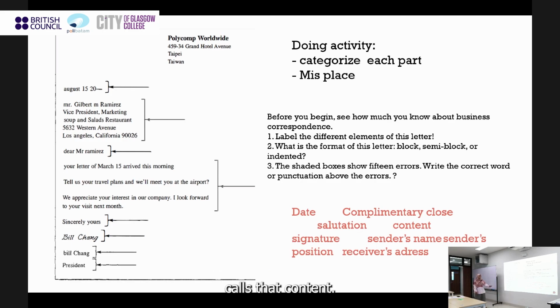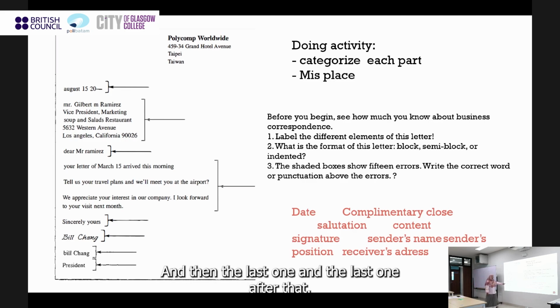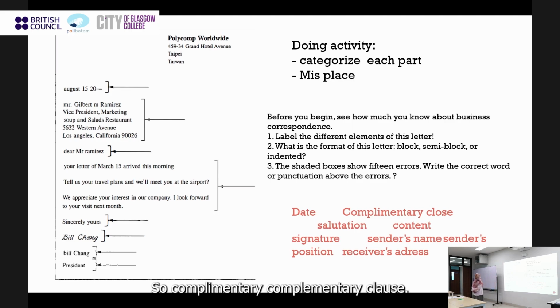The content. Okay, very good. The content of it. And then the last one, no, not the last one. After that, the complementary close. And then next, signature, position. Okay, very good.